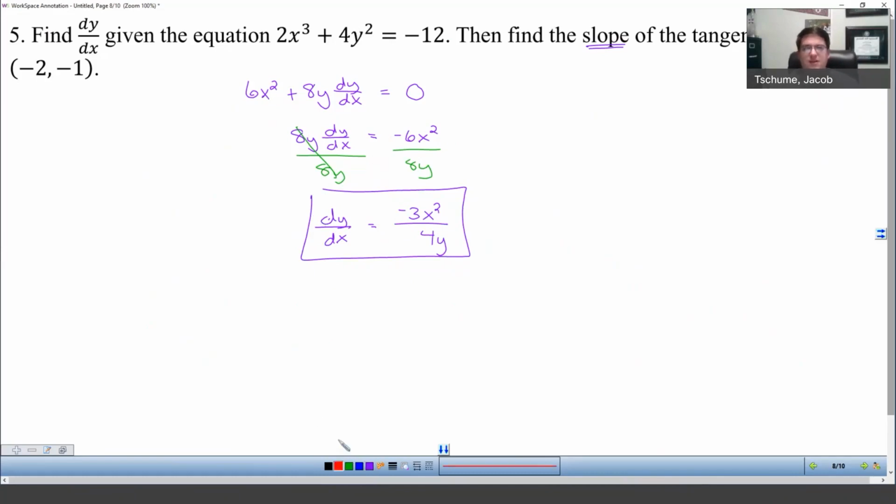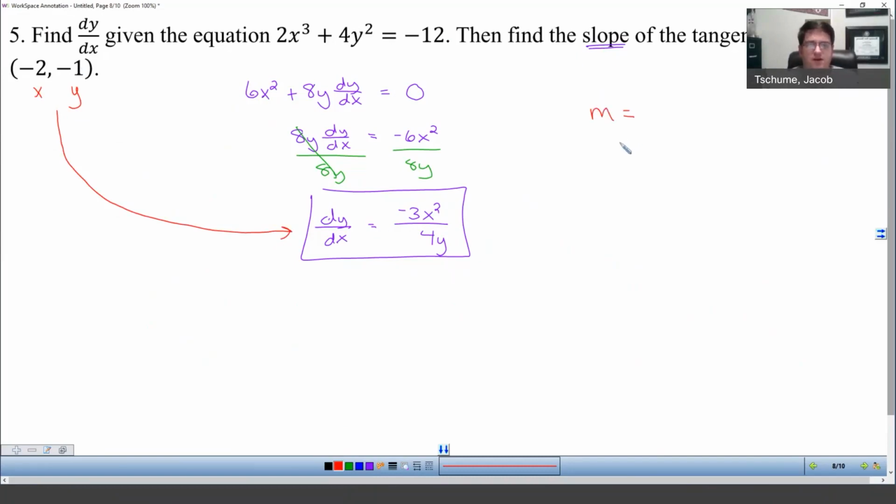The difference here is you now need to find the slope of the tangent line. Now, back when we did slope of a tangent line in chapter 1, you had to plug your x value into the derivative to get slope. The difference now is if you look at your derivative here, it has x's and y's in it. So using the point (-2, -1), you need to plug both your x and your y into the derivative to find the slope of the tangent line.